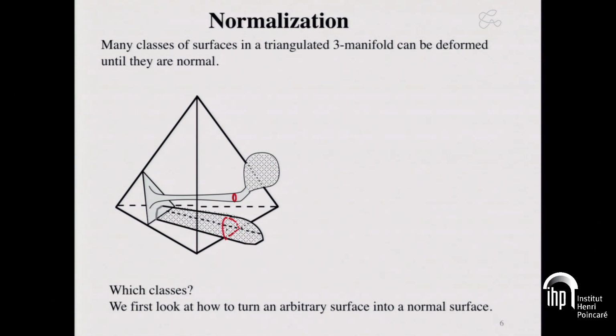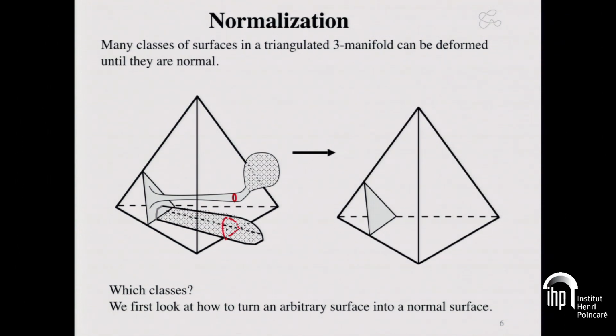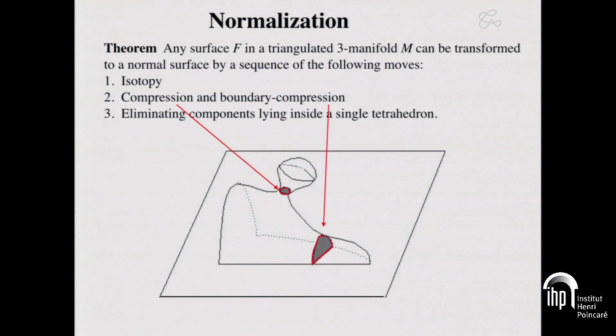So how do we start with an arbitrary surface and turn it into one that intersects any one of these tetrahedrons in these triangles or quadrilaterals? These are methods that are used all the time in 3-manifold topology. So if you're familiar with them, you could just sit down and work this out quite easily. But I'll show you these.